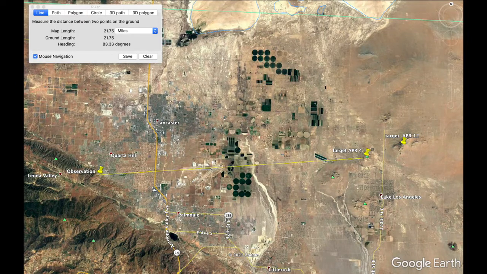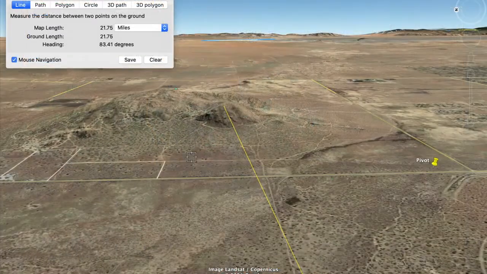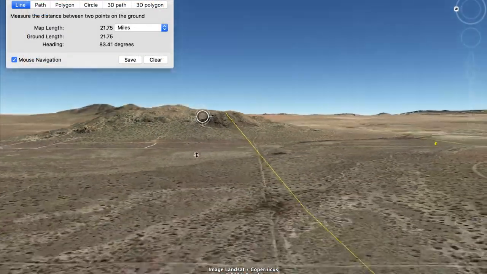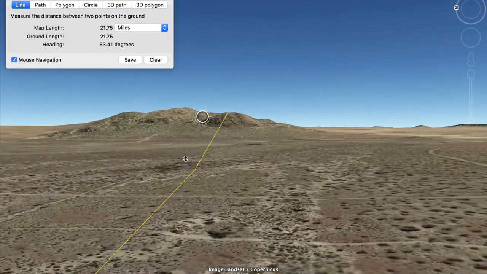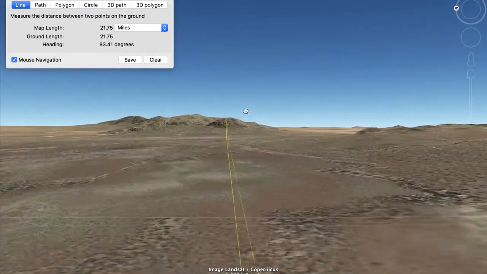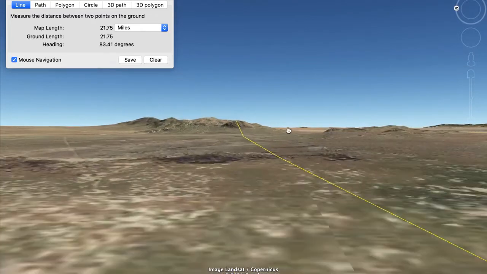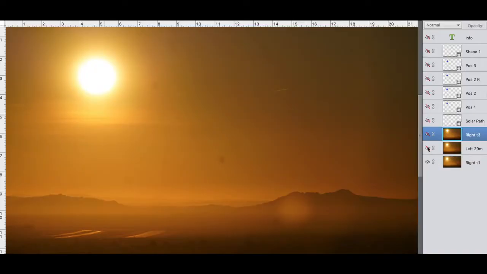The target is at 21.75 miles and it's a rock outcropping, and I use that in the images to align the images to that point. So that's what I call a pivot point, and it plays a crucial part in determining the angles and then the distances to the sun, as you'll see shortly. So I took 3 photos of the sunrise and aligned them to the front hills.